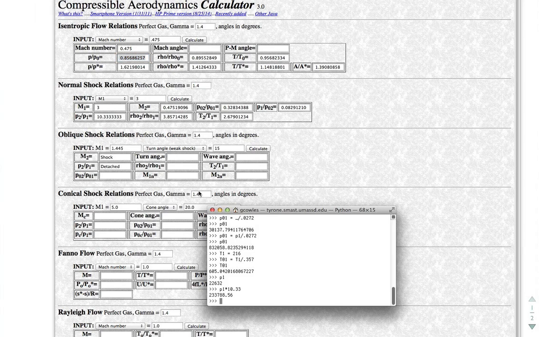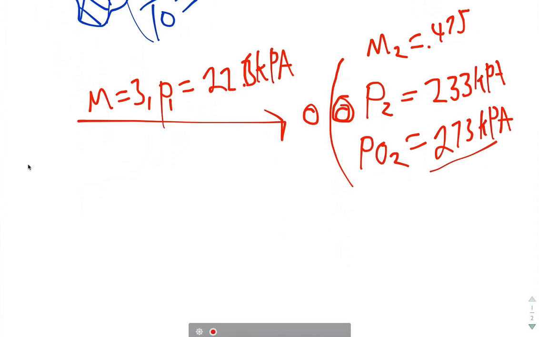So now we can compute P2. We have P2. Now we want P naught 2 is equal to P2 divided by this ratio, 0.856. So P naught 2 is 273 kPa, roughly. That's the stagnation pressure of the parcel when it reaches the airplane. Is this value right here. Oops, sorry. Is this value right here.